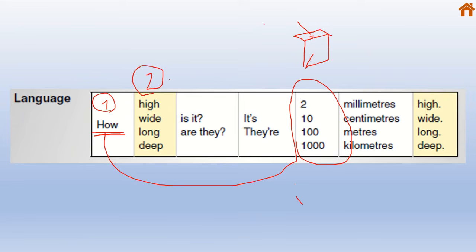Or the width? Okay, let's say this door. This is a door. The height is 7.5.